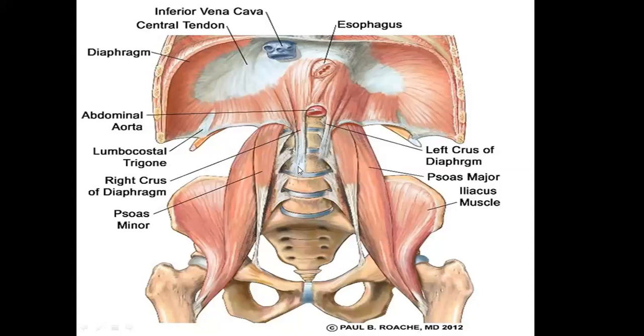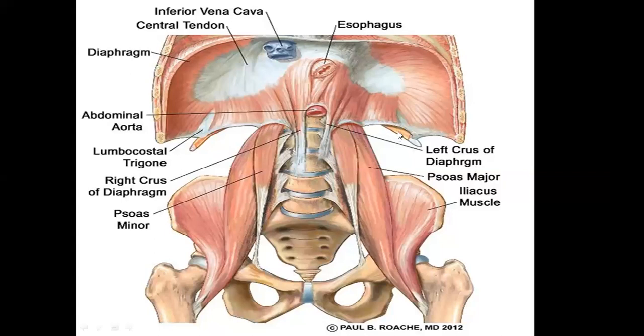The origin. L1, L2 and L3. The right crus of the diaphragm arises from L1. This is L1 where the pointer is pointing. L2 and L3 with their intervertebral disc. The right crus of the diaphragm, this one, arises from L1, L2 and L3 with their intervertebral disc. These are the intervertebral discs.